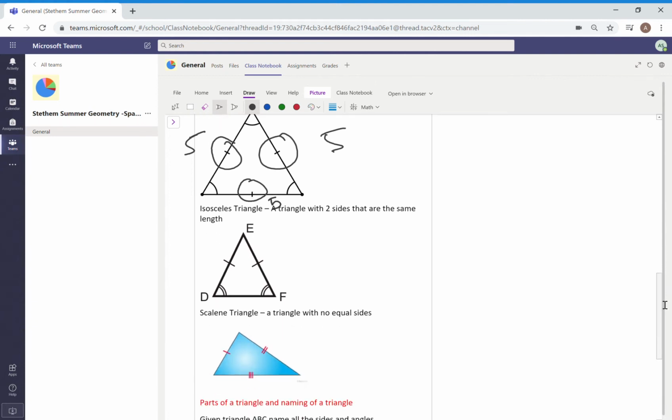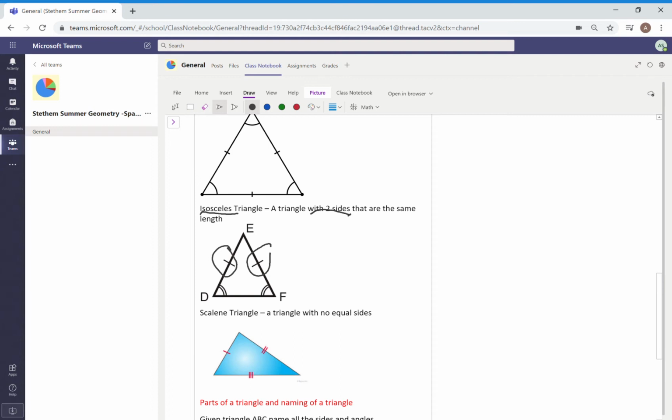Another option would be an isosceles triangle. Isosceles is a triangle with two sides that are the same length. So if I look here, I see this D to E side has a marking, and this E to F side has a marking. They are the same. I don't know about this final side, so I can't say it's equilateral, but I can say it is isosceles.